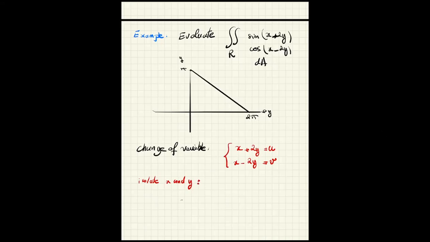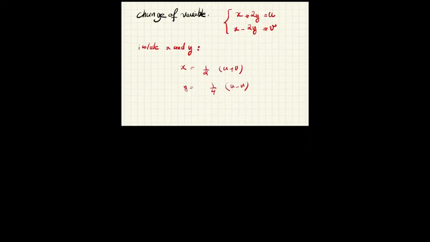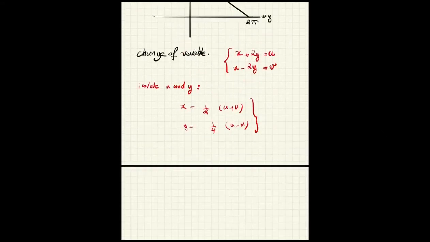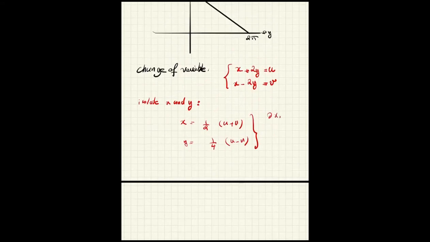So when you isolate x, it gives you x is equal to 1/2 u plus v, and y is equal to 1/4 u minus v, right? So when you take this and you compute the Jacobian dx dy, it's just the determinant of the matrix 1 over 2, 1 over 2, 1 over 4, minus 1 over 4. It will give you minus 1 over 4, which is never 0 anyway.